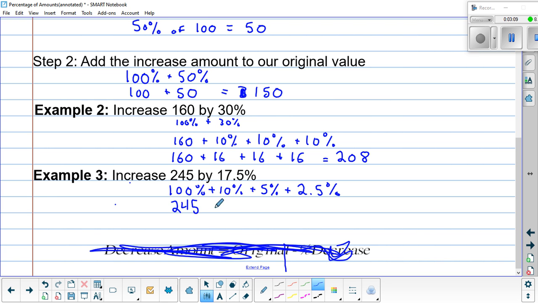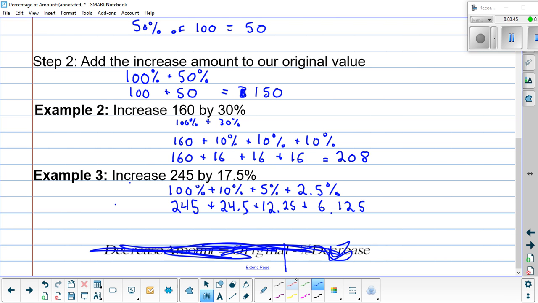So, 245, 10% is 24.5 because we're just moving the decimal place. Then we take half of that, which is 12. Half of the 0.5 is 0.25. And then, to do the 2.5, we have to half this. So, half of 12 is 6. Half of 0.25, well, think of it this way. Half of 25 is 12 and a half. So, half of 0.25, same thing. We just half it there. We get 12.5.